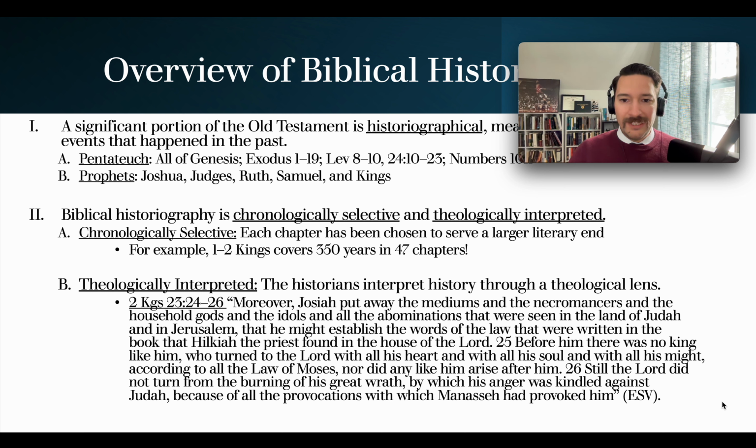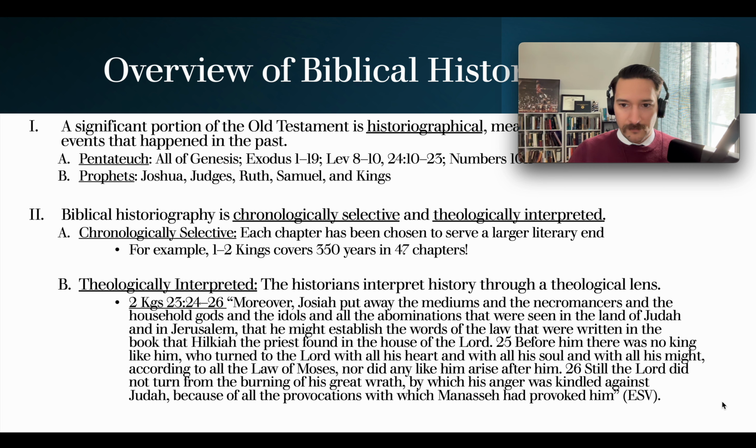Moreover, Josiah put away the mediums and the necromancers, the witches, the idolaters, and the household gods and the idols and all the abominations that were seen in the land of Judah and Jerusalem, that he might establish the words of the law, that's probably the book of Deuteronomy, that were written in the book that Hilkiah the priest found in the house of the Lord. Before him there was no king like him, who turned to the Lord with all his heart and with all his soul, with all his might, according to the law of Moses. Nor did any like him arise after him. Still the Lord did not turn from the burning of his great wrath, by which his anger was kindled against Judah, because of all the provocations with which Manasseh, he was one of the southern kings, had provoked him.